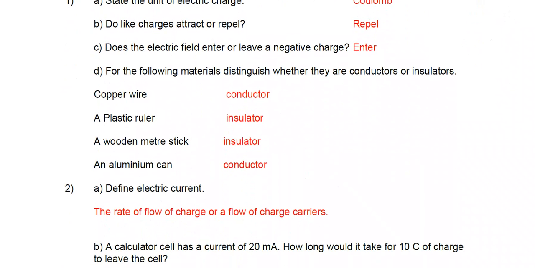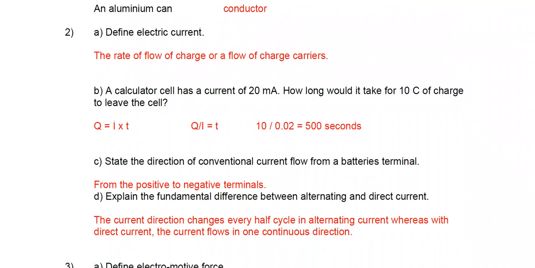Define electric current is question number 2. It was the rate of flow of charge or a flow of charge carriers. B. A calculator cell has a current of 20 milliamps. How long would it take for 10 coulombs of charge to leave the cell? Well, Q equals IT, so Q over I equals T. 10 divided by 0.02, remember we need to convert from milliamps to amps, and we get 500 seconds.